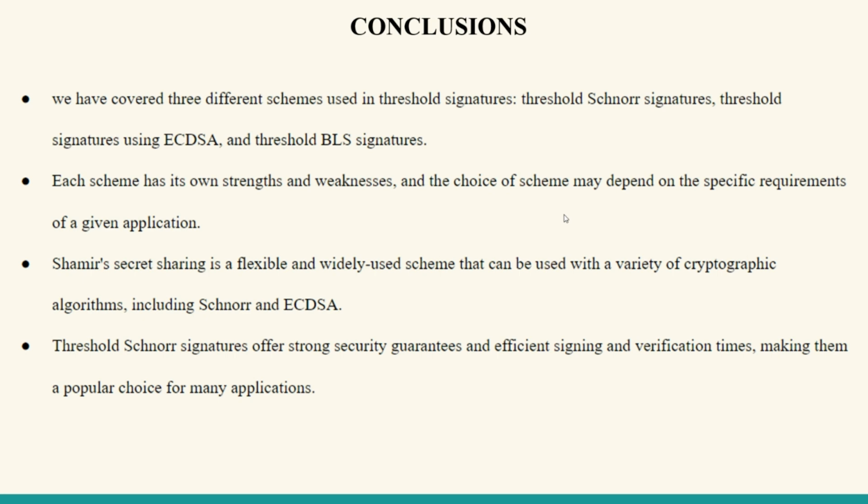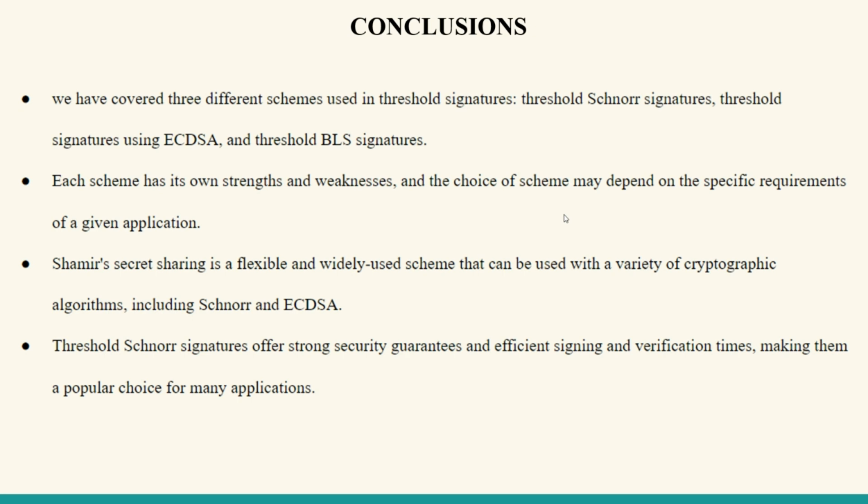So, ending our project video, let's conclude whatever we have done in the project or whatever we have learned. We have covered three different schemes used in threshold signatures: threshold Schnorr signatures, threshold signatures using ECDSA, and threshold BLS signatures. Each scheme has its own strengths and weaknesses, and the choice of scheme may depend on the specific requirements of a given application. Shamir's secret sharing is a flexible and widely used scheme that can be used with a variety of cryptographic algorithms, including Schnorr and ECDSA.